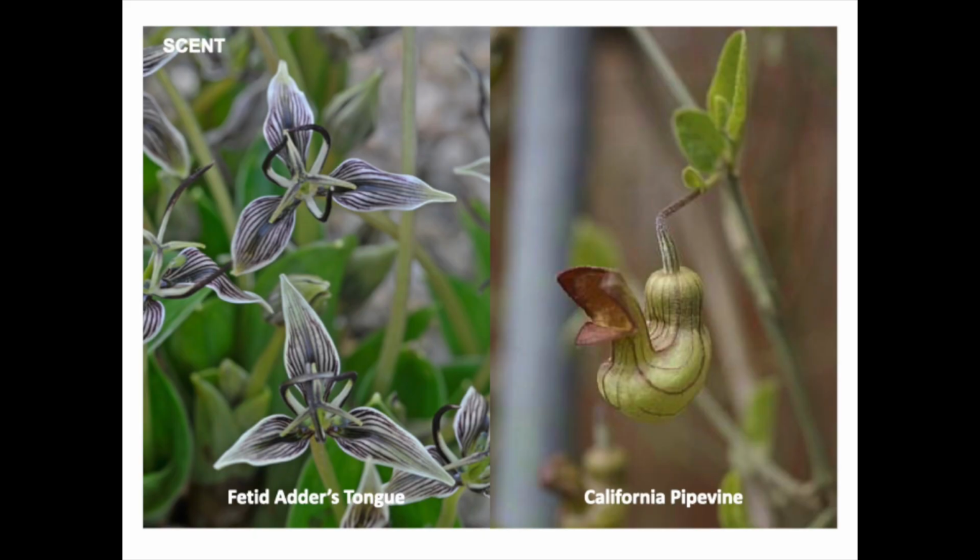Things like fetid adder's tongue, fetid actually means foul smelling, right? So fetid adder's tongue has a bad smell. California pipevine also has an unpleasant smell. It's attracting little fungus gnats because they think it's a place to lay their eggs, and in the process they get covered in pollen. And then they go to the next flower.